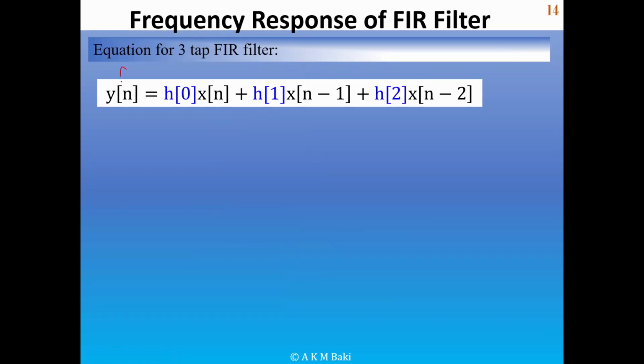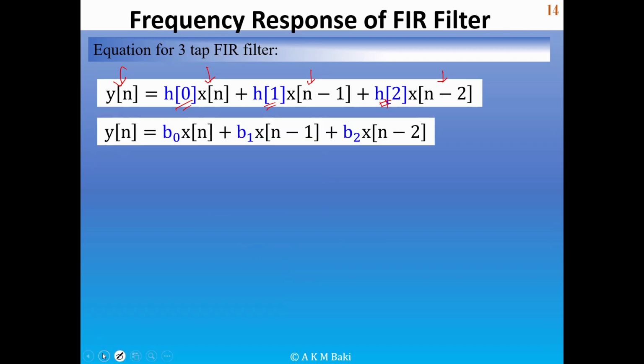with respect to time domain, discrete time domain: the input signal, you can see the delayed versions of the input signal and the corresponding coefficients. So in the second equation, the coefficients are assumed in terms of b naught, b1, b2 and so on. That means there is no difference between h naught and b naught, or h of 1 and b1, h of 2 and b2.